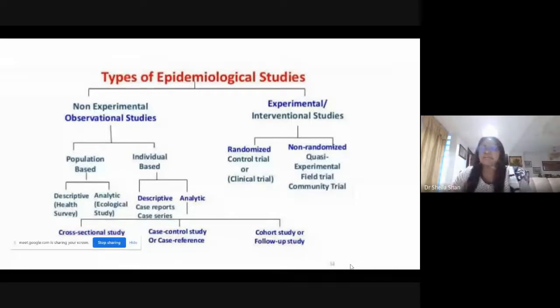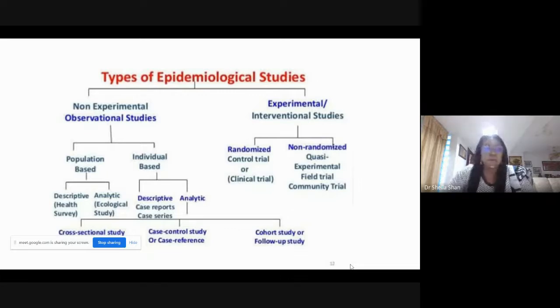Under observational studies, the first design I'm going to talk about could be population based, or it could be individual based. For example, you are doing research on a psychology aspect, like a patient with COVID-19, what kind of psychological effects they undergo. So it could be individual based or population based.